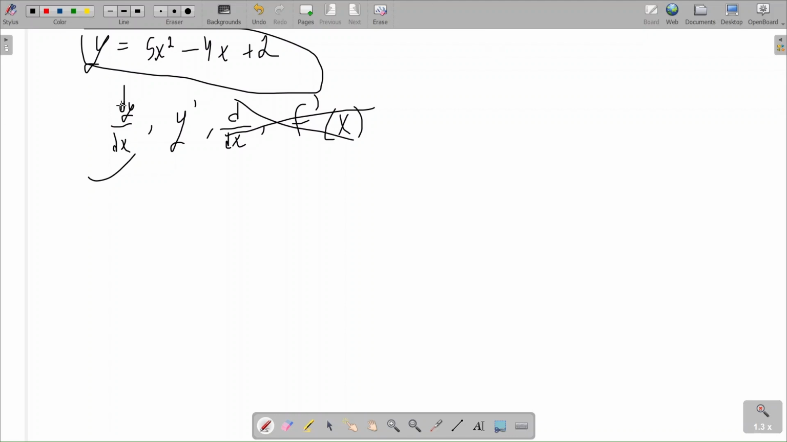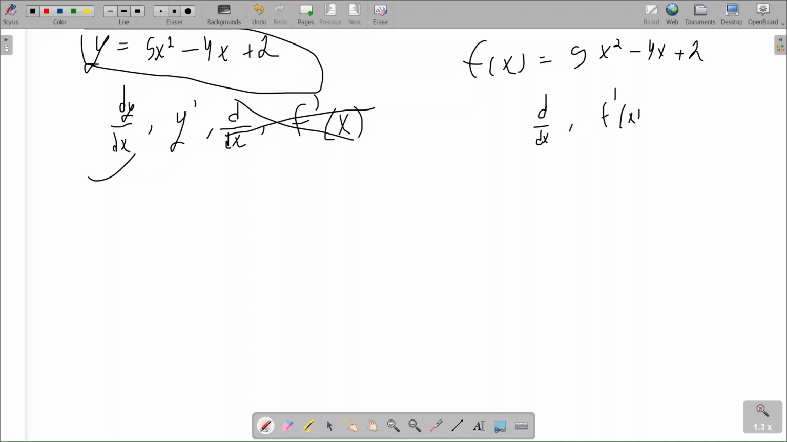So you need to have a y. Without it, for example, if you have f of x equals the same thing, so let's just say 5x squared minus 4x plus 2, then you would be able to use d by dx or f prime of x.